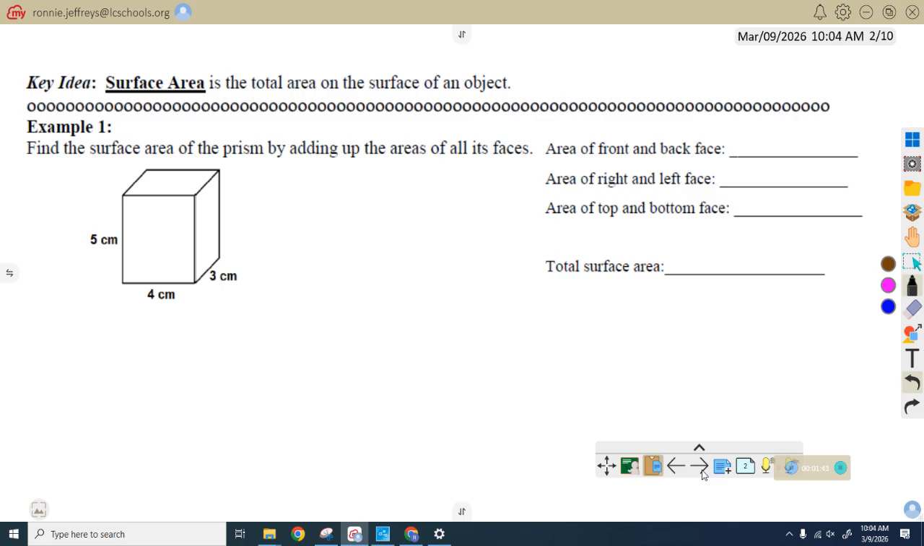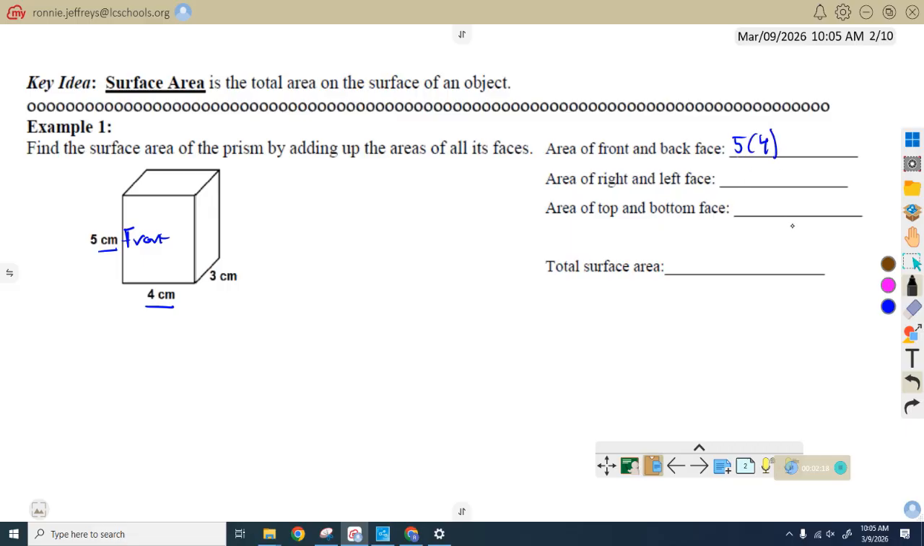Now, surface area. Personally, I did this first period. I showed the formula. Personally, I don't really like the formula. I kind of like this way, and I want to show you this way. I'm also going to show you the formula, and it doesn't really matter which way you use as long as you understand what's going on.